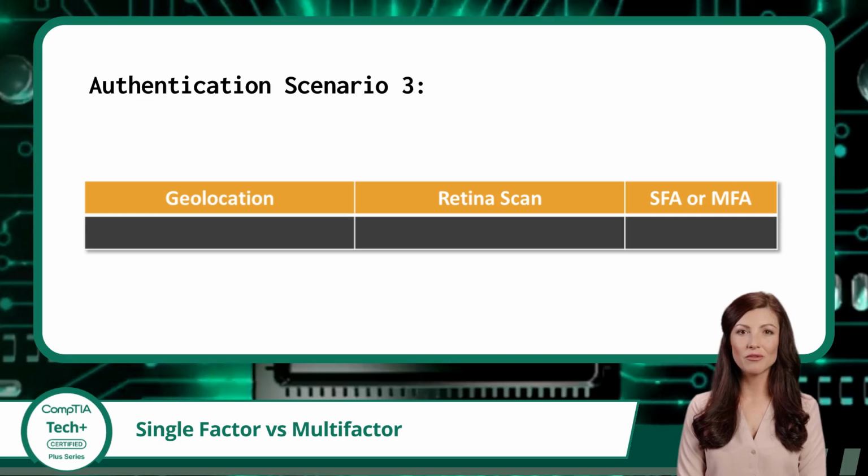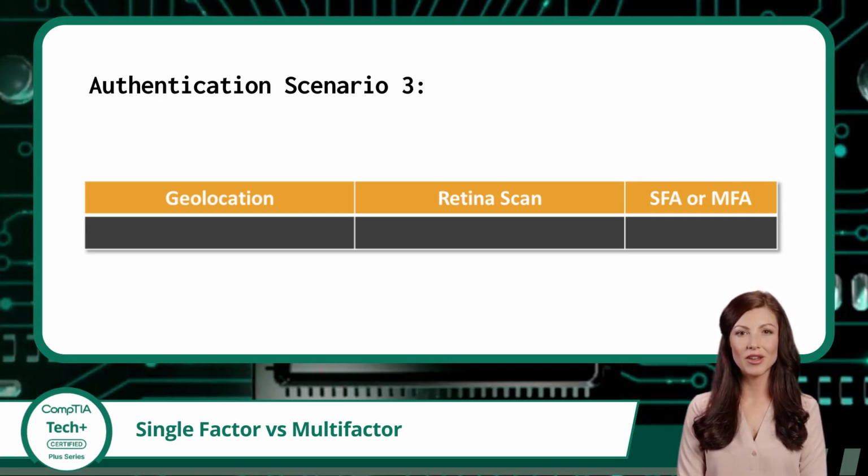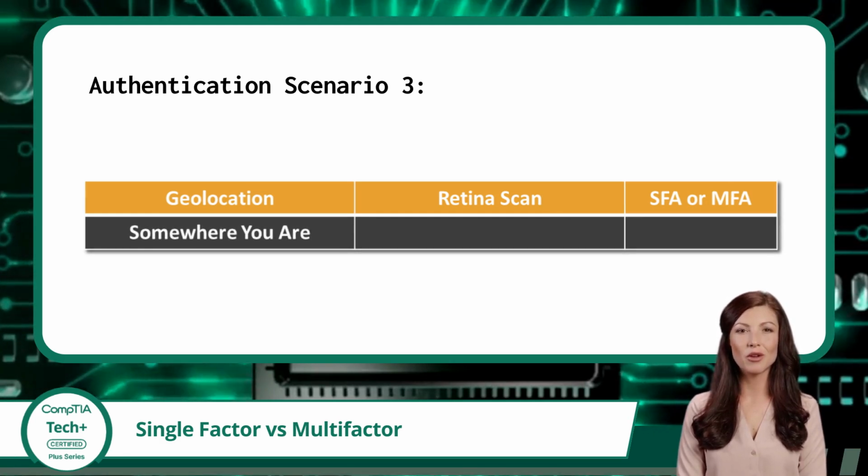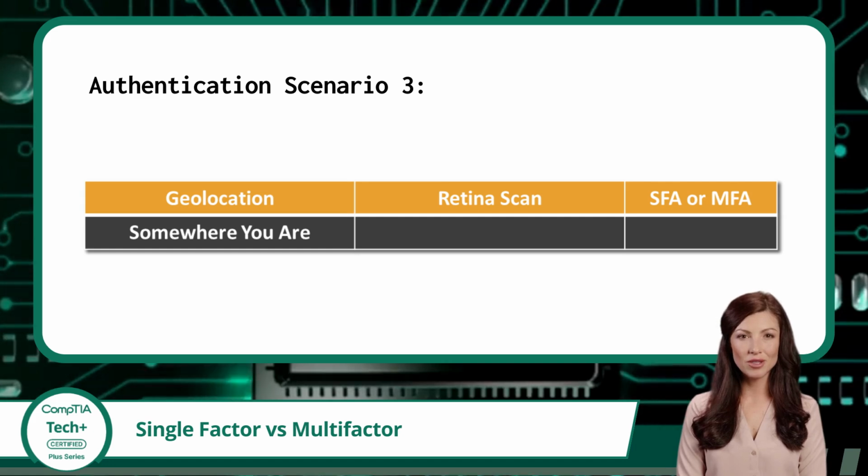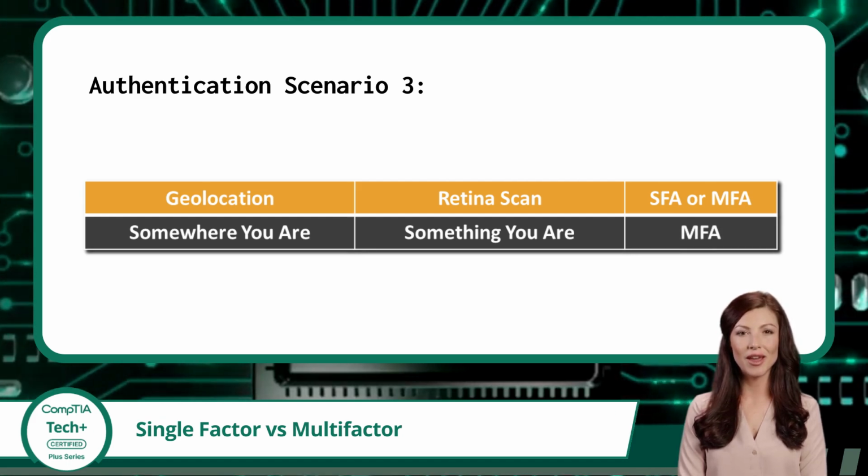Authentication scenario number 3. In this last scenario, the user is subject to geolocation. This falls into the somewhere you are category. The user must also provide a retina scan, which is something you are. In this scenario, we have multiple authentication methods being utilized, so this would be considered multi-factor authentication or MFA.